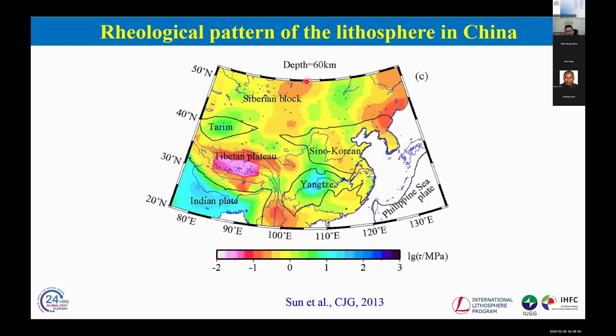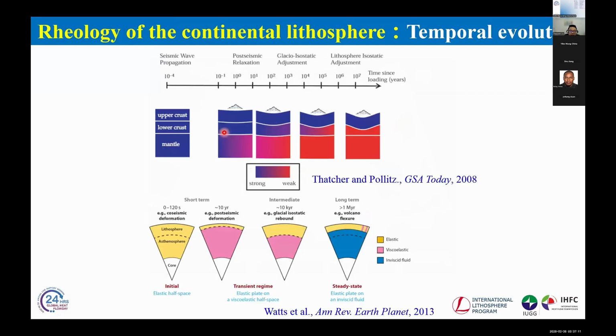So this is the case in China by Dr. Shen Yujun. From the different colors, meaning different strengths, for the China continental areas, the Yangtze area is quite strong, while the Tibetan Plateau is a little bit weak, while the Tarim is quite a rigid block like this one. So the third characteristic of the rheology of the continental lithosphere is that it evolves with time, which means the temporal evolution. For different time scales, the rheology of the continental lithosphere shows different behaviors.